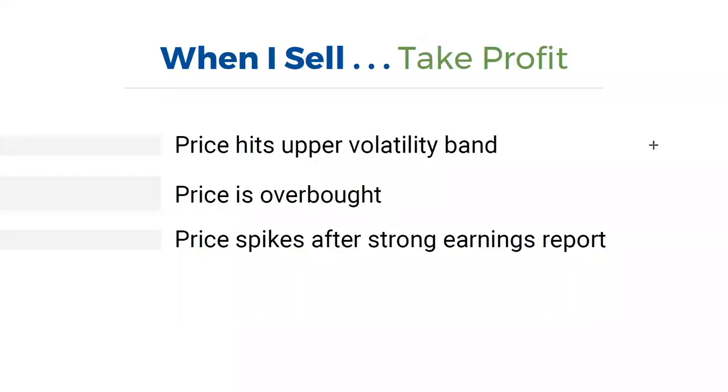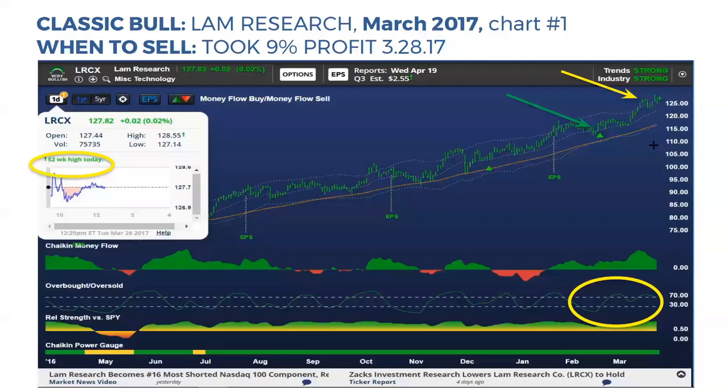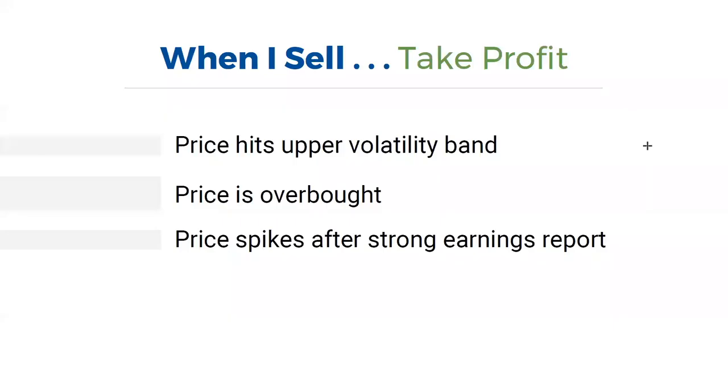So just to recap when I sell, because again, that is one of investors' biggest challenges, when to sell. There's two scenarios when to sell. Take a profit like I just did here with Lam Research: the price hit the upper volatility band. And let's go back a sec. It was overbought, meaning it was zigzagging up. As you can see here, it was above the 70 mark that correlated up here. So that again was the ideal time to say, hey, you might want to take your profit. So it met two out of those three criteria.